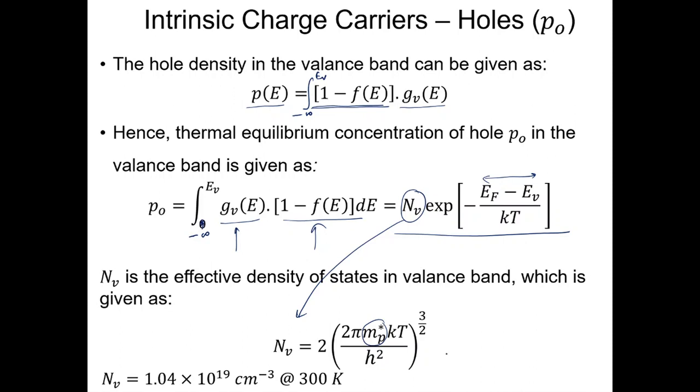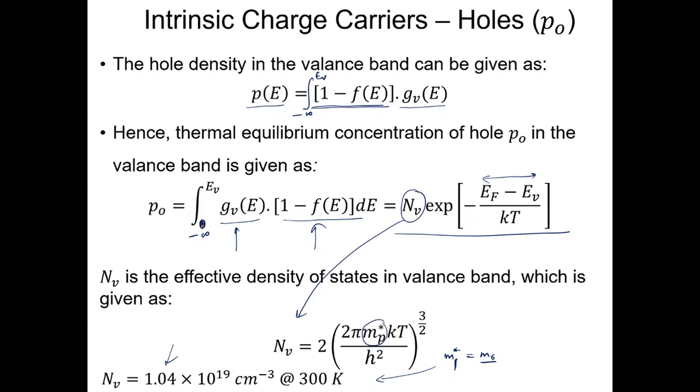If you consider mp star equal to m naught, you can guess you would get the same number. Now if you consider this mp star as the number which we have seen for silicon, what you get is 1.04 into 10 to the power 19 per centimeter cube. So as you see, in the case of electrons this number was higher, 2.5, and in the case of holes this number is close to 1, so there are more states present in the conduction band versus the number of states present in the valence band for the holes.